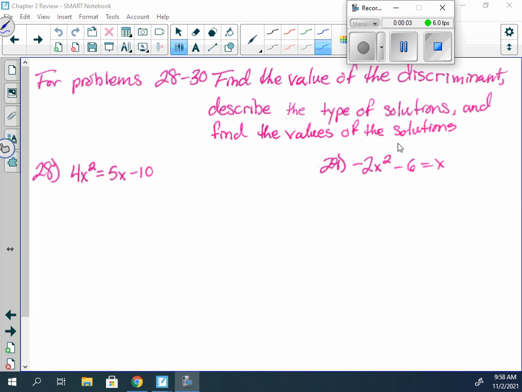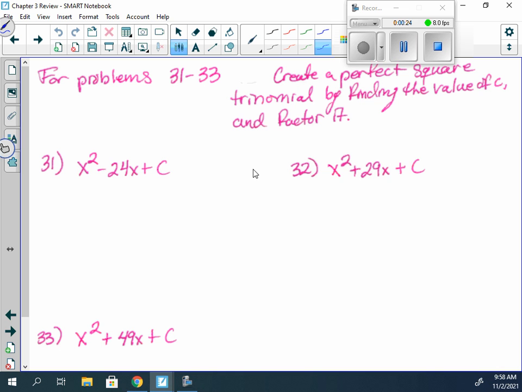All right, guys, so where we stopped off yesterday was 28 through 30, finding the discriminant and describing the types of solutions and finding the value of the solutions. Because we skipped these to look at the value of C, and we did one of these. We can look at another one of these and then go back to the discriminant. Do y'all want to do that? Do you guys want to finish up the factors, finding C and factoring it, and then go back to the discriminant?